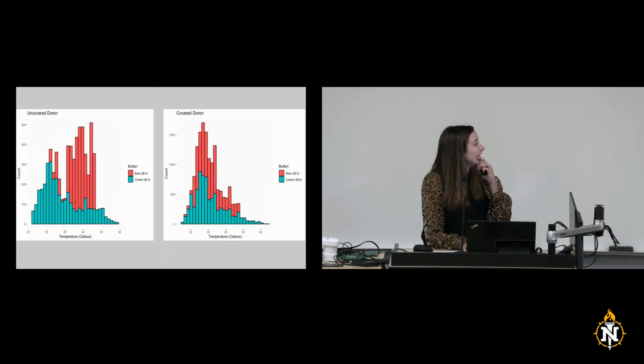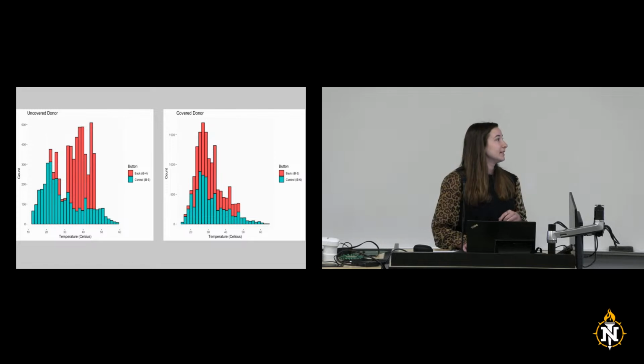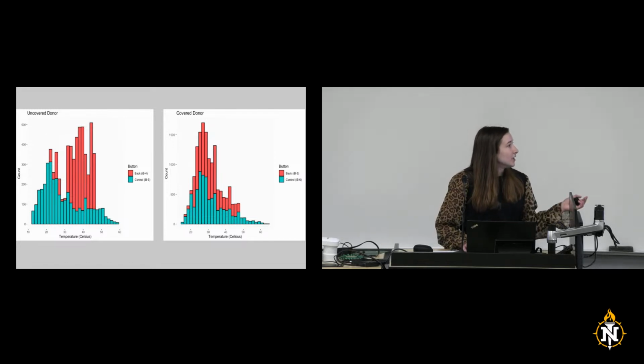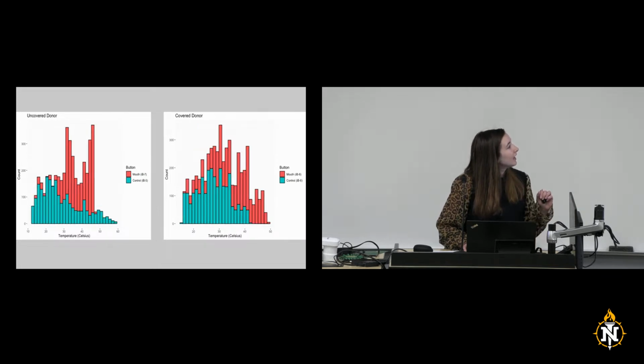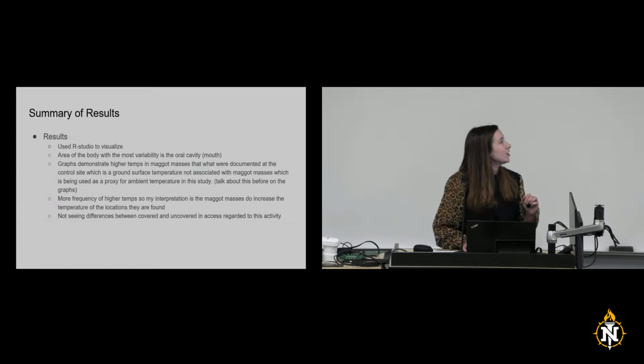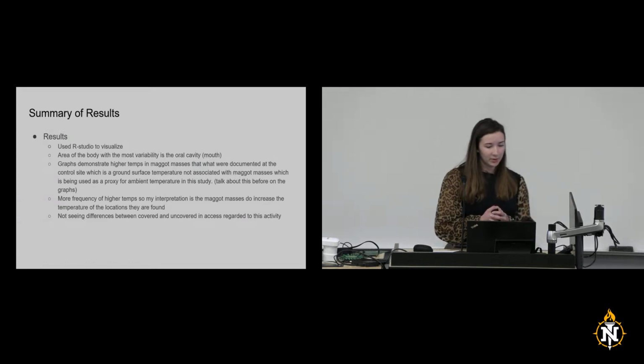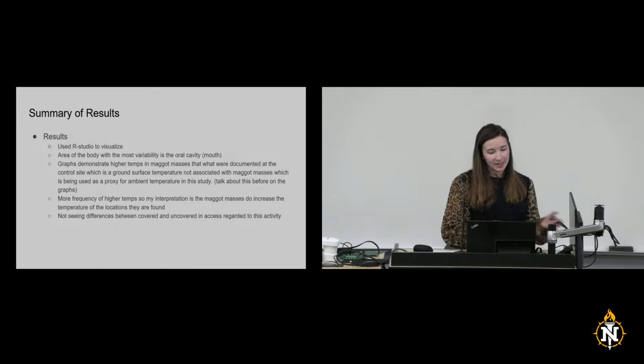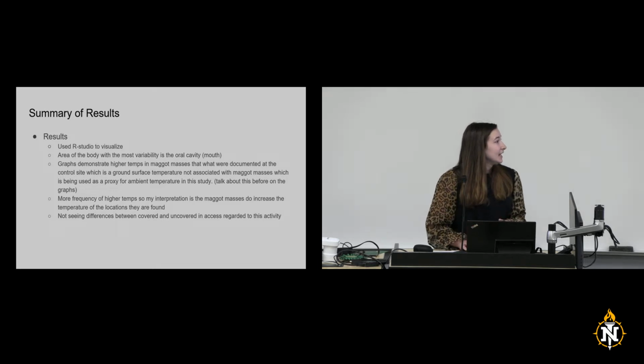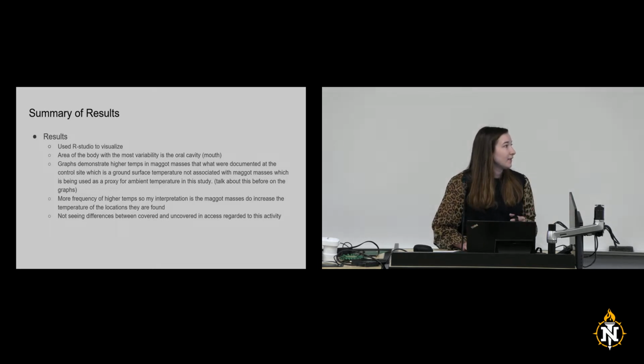These are our results. This is based on each location of every different iButton compared to the ambient temperature, for which we used a proxy, which was a surface temperature. Basically our results showed that the area of the body that has the most variability is the oral cavity. The graphs demonstrate higher temperatures are located in maggot masses for sure, and there is a higher frequency of higher temps, so maggot masses do increase the temperature. And we're not really seeing any differences between uncovered and covered remains.